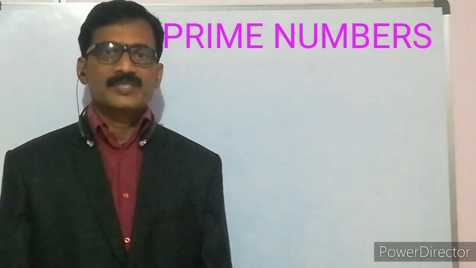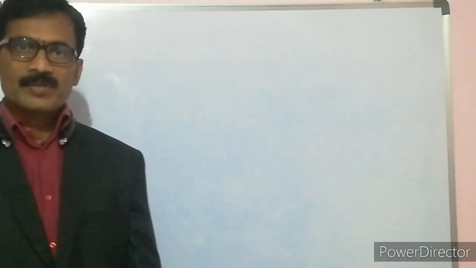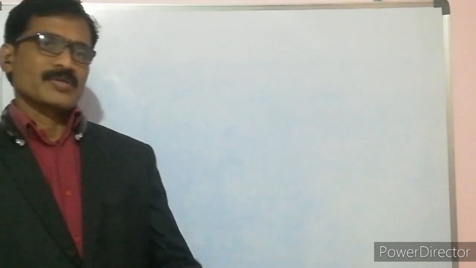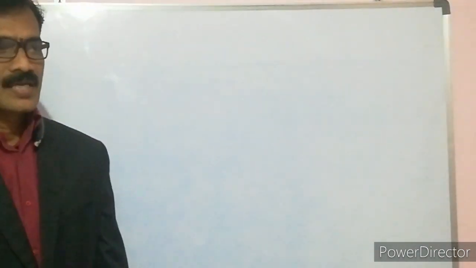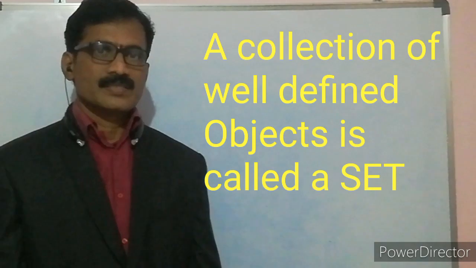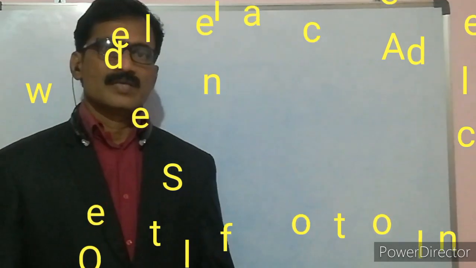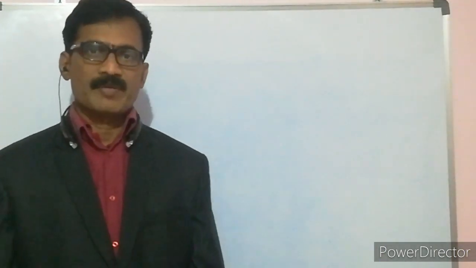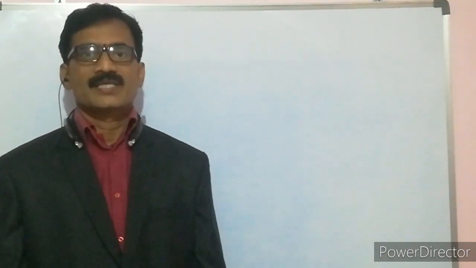Okay? So in this way, if you observe some groups, if they have some common property, then those groups are known as sets. Set means a group or a collection of well-defined objects. Whether they are numbers or animals or any objects, whatever they may be, they should have a common property. Then only the group is known as a set.